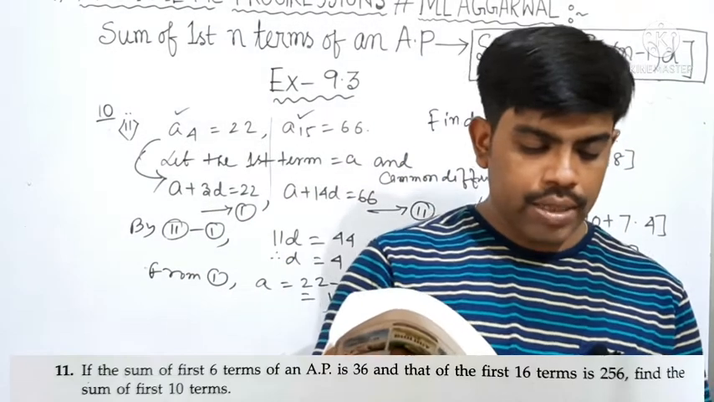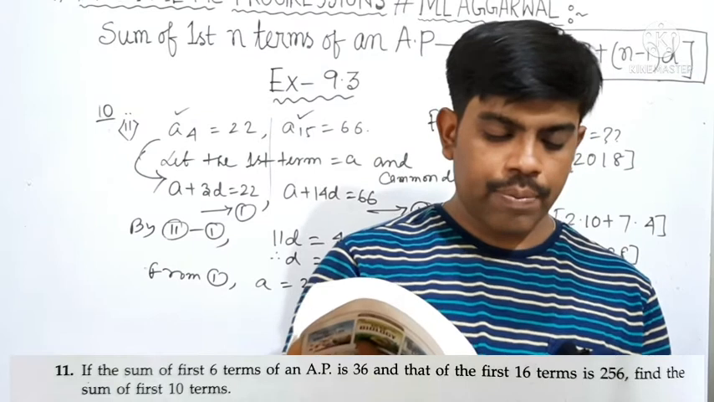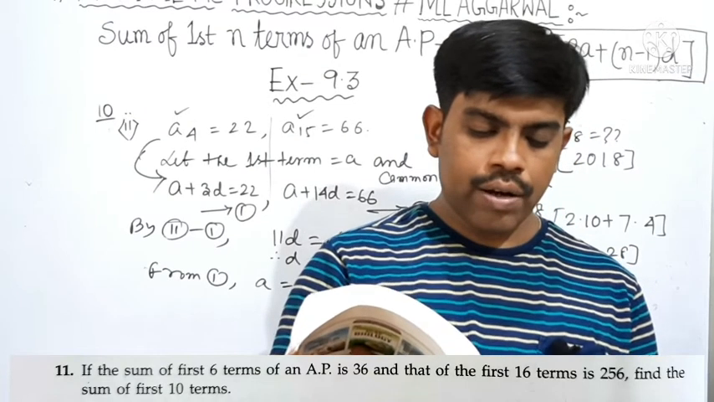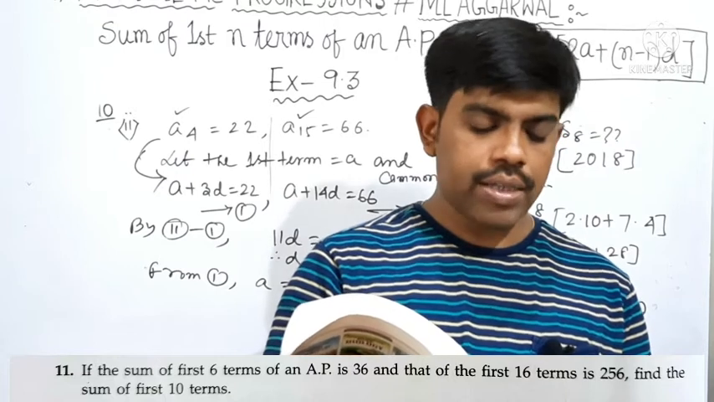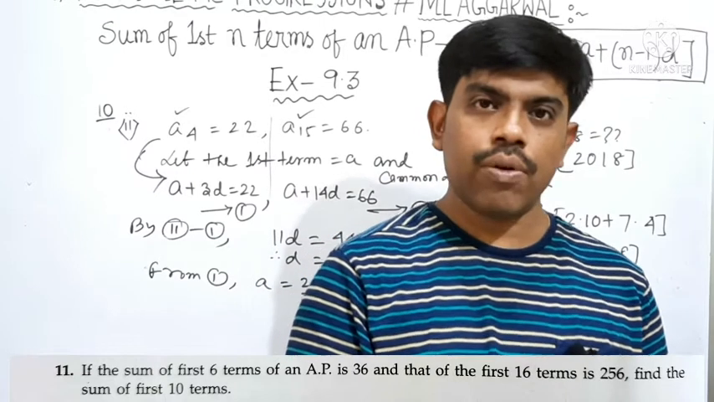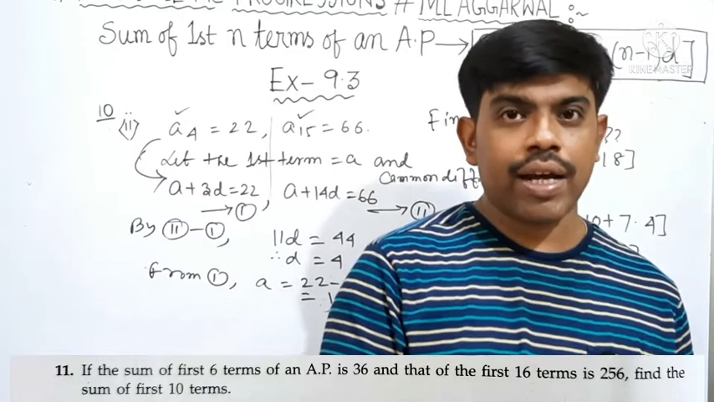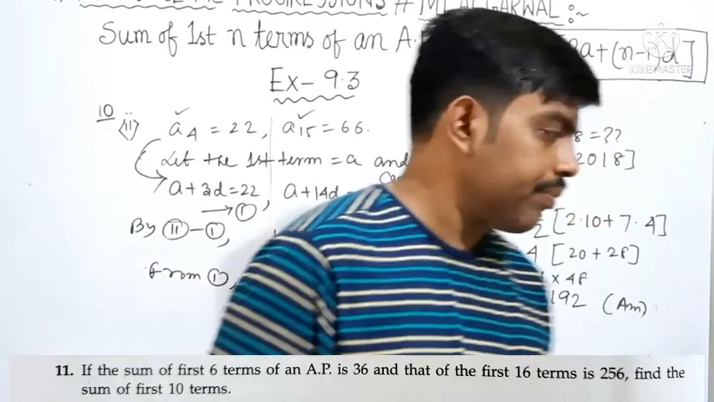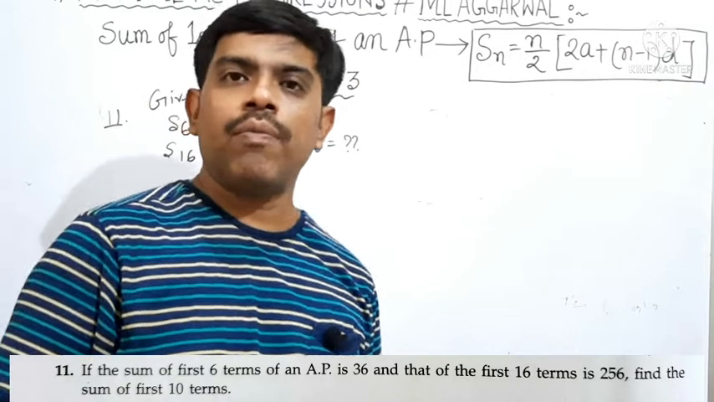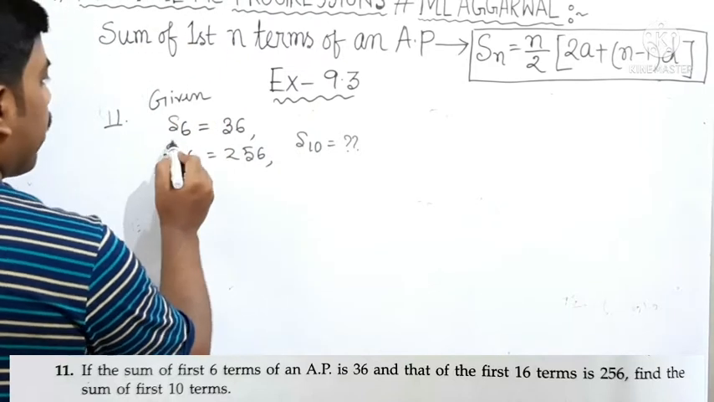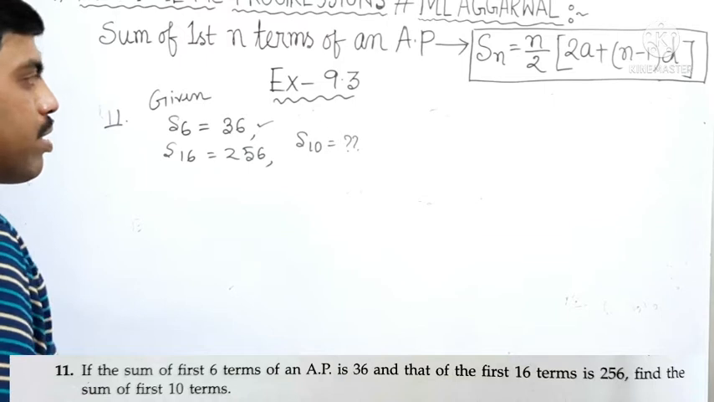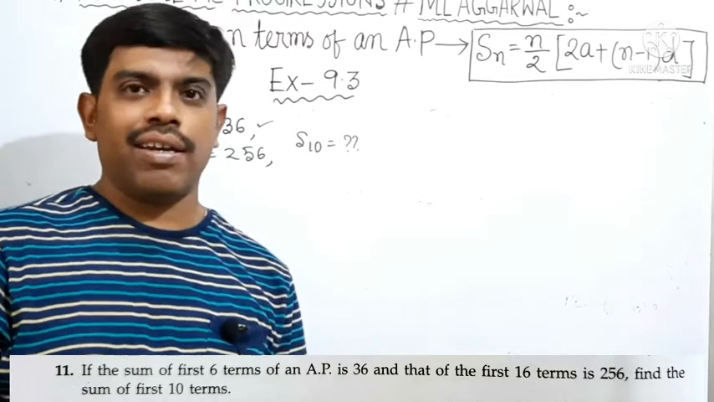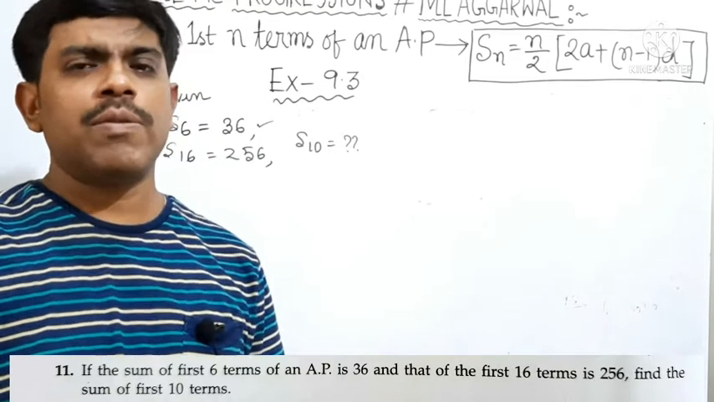Problem number 11. If the sum of the first 6 terms of an AP is 36 and that of the first 16 terms is equal to 256, find the sum of the first 10 terms. So at first I write the problem on the board. Now in problem 11 you can see it is given S6 is equal to 36 and S16 is equal to 256. You have to find S10. And I think the problem is very easy.